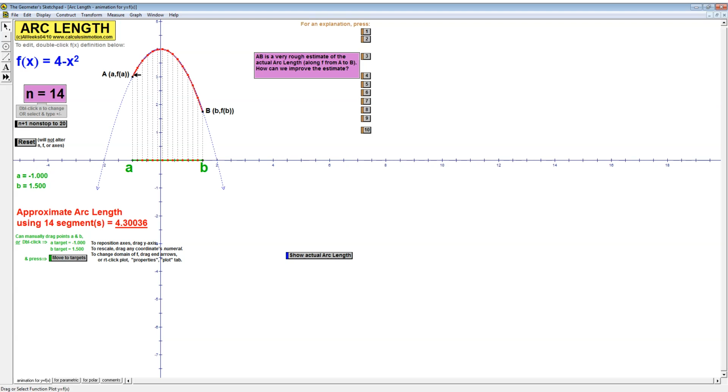Well, what would be an ideal number of line segments? Obviously, 14 is better than 4, which is better than 2, which is better than 1, and the best amount would be an infinite number. All right. We want to add up the distance of all those line segments, and that would give us the length of the arc. And that's where we're heading with arc length.